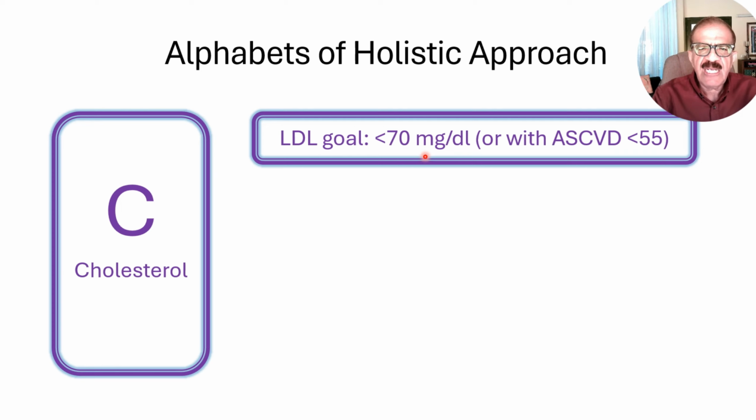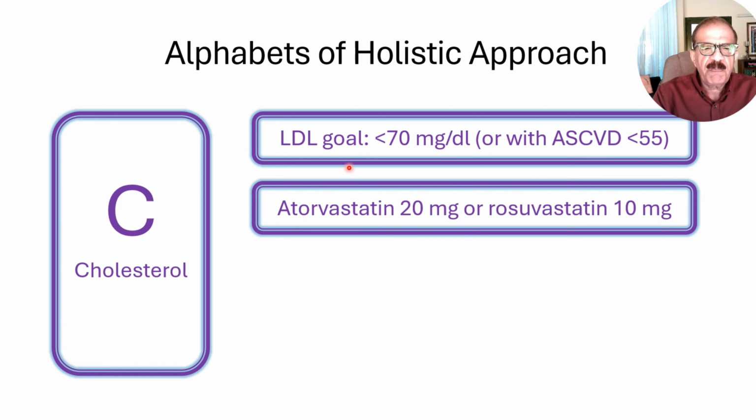And if they already have atherosclerotic cardiovascular disease, because it is common complication of diabetes, then the goal is less than 55 milligram per deciliter. Yes, you heard it right, 55 milligram per deciliter. That is very idealistic goal, but achievable in many patients because we have very strong tools available now.